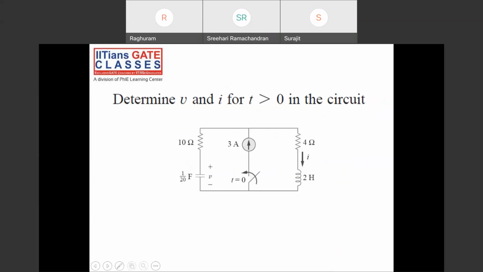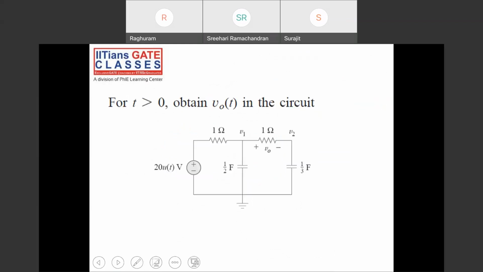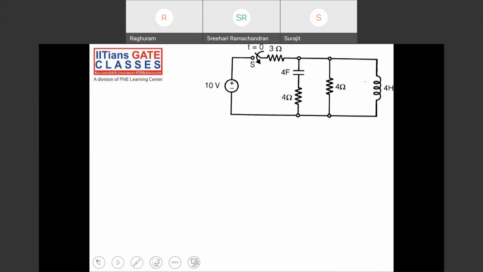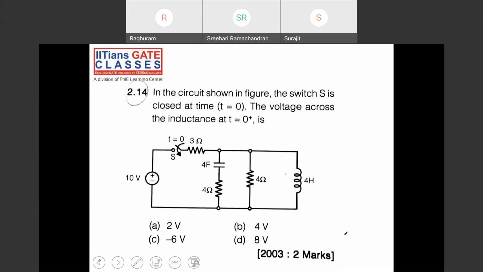So again, these are all important questions, previous year GATE questions and all. But as you can see, these are all of 2 marks each. You'll get them once in a while. Second order questions you won't usually be getting in GATE. So try to do this. In the circuit shown in figure, the switch S is closed at t equal to 0. The voltage across the inductance at t equal to 0 plus is dash. The switch is closed at t equal to 0. Can you tell me the voltage across the inductance?